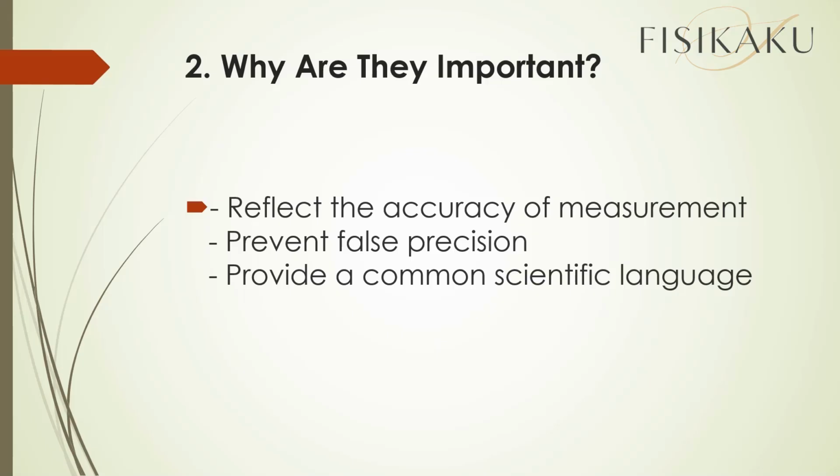2. Why are they important? First, significant figures reflect the accuracy of a measurement. Second, they prevent false precision. If a digital scale reads 54.32 grams, that is precise to the hundredth of a gram. If we were to write 54.32000 grams, it would wrongly suggest the scale could measure to a millionth of a gram. Finally, they provide a common language for scientists worldwide to report data consistently.